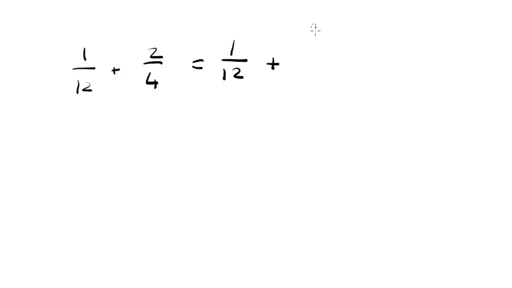Now you know that 2 times 3 is 6, and 4 times 3 is 12. So there we go, we've got two denominators that are now the same. So what we can actually do is just add these just like before. So 1 over 12 and 6 over 12, they've got the same denominator, so that'll stay the same. And then we just add the top numbers, the 1 and 6, add together to make the 7.